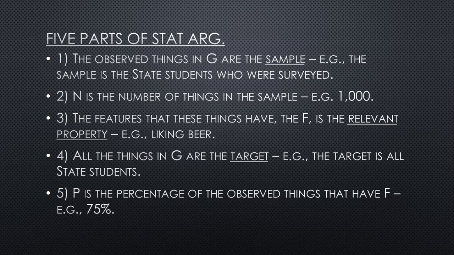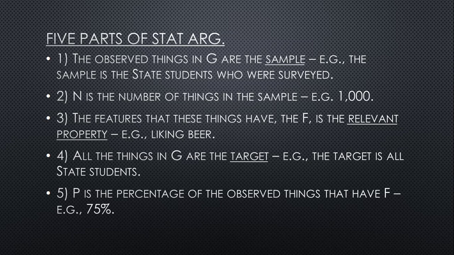Okay, so there are 5 general parts to a statistical argument. There are the observed things in G, of the overall group, while the things that are tested or observed are the sample. For example, the sample in our previous case is the state students who were surveyed. If you were running a political poll to see which candidate people in the United States most closely lean towards, for example, to be president of the United States, the sample would be those actual people that were interviewed. That's the sample. N is the number of things in the sample. For example, in our previous example, in regards to liking beer and state students, the sample size was 1,000. So N you can think of as being the sample size.